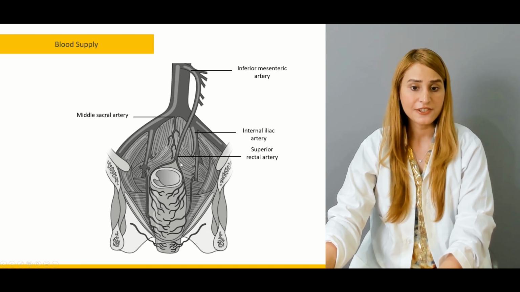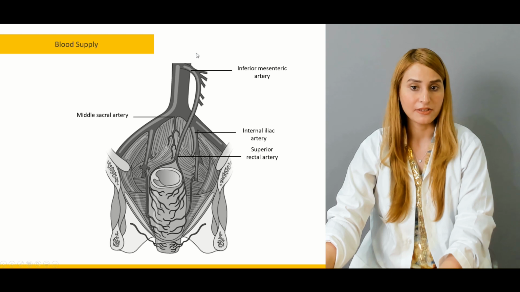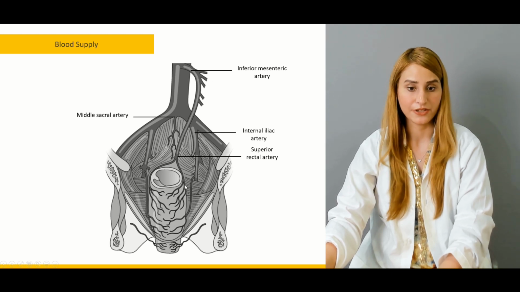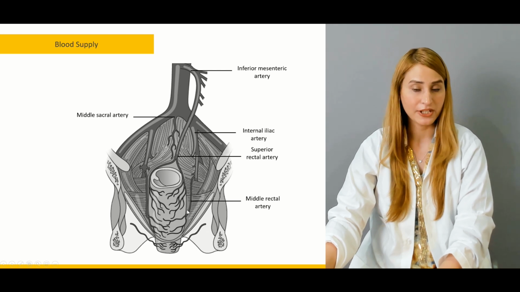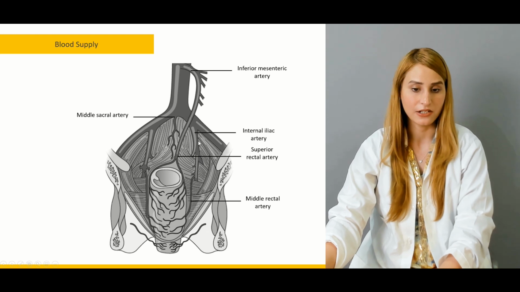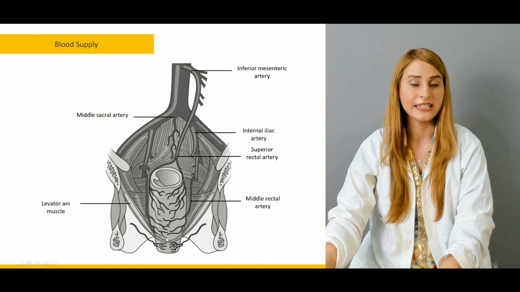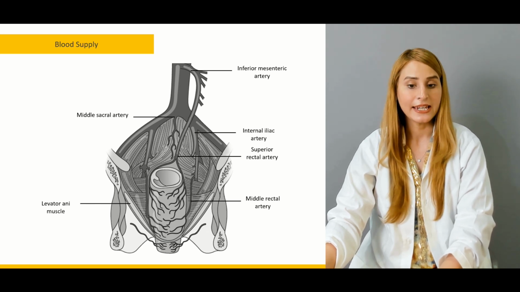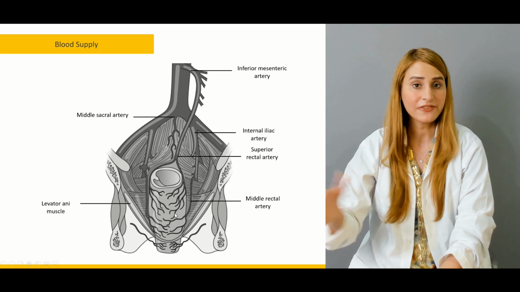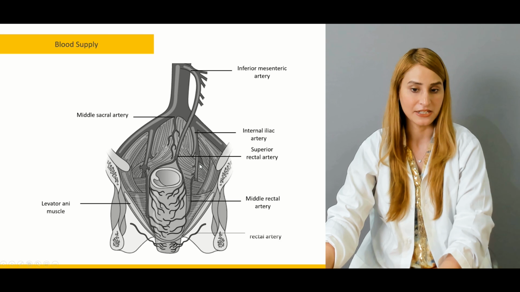So we know that this superior rectal artery, which is coming right here in the upper part of the rectum, is a branch of the inferior mesenteric artery. And this is the middle rectal artery, and the middle rectal is directly coming from the internal iliac artery. And the lower part of the rectum is supplied by the inferior rectal artery, and the inferior rectal is a branch of the internal perineal, which is also coming from the internal iliac.